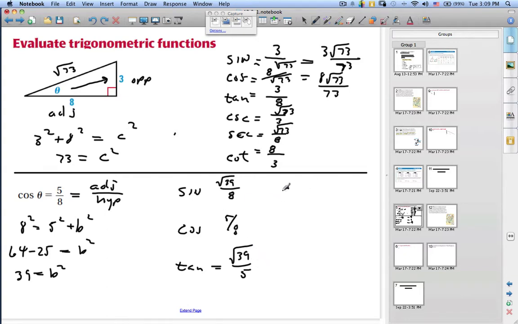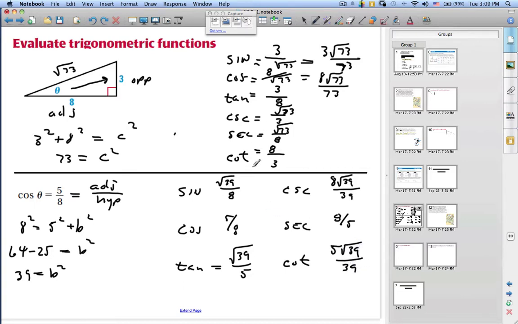Then if I want to invert these guys, cosecant would be 8 over root 39. When I rationalize that, that's going to be 8 root 39 over 39. Secant will be 8 over 5. And then cotangent would be 5 over root 39, but I have to rationalize that denominator as well, so it's 5 root 39 over 39.